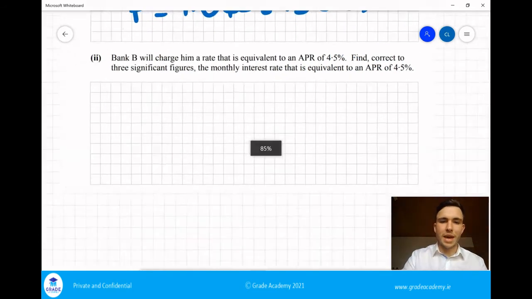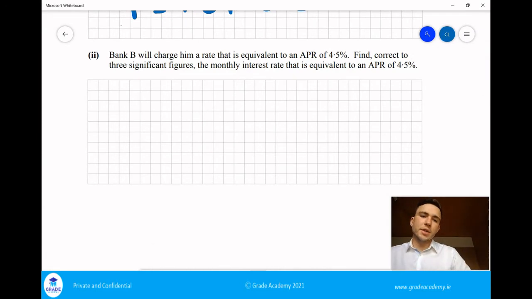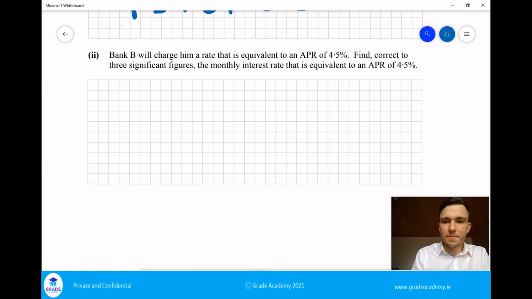So next we're just going to have a quick look at part 2. Bank B would charge them a rate that is equivalent to an APR of 4.5%. Find, correct to 3 significant figures, the monthly interest rate that is equivalent to 4.5%. So we need to do the exact same thing, except this time we're starting off with our APR, but that doesn't really make any difference.